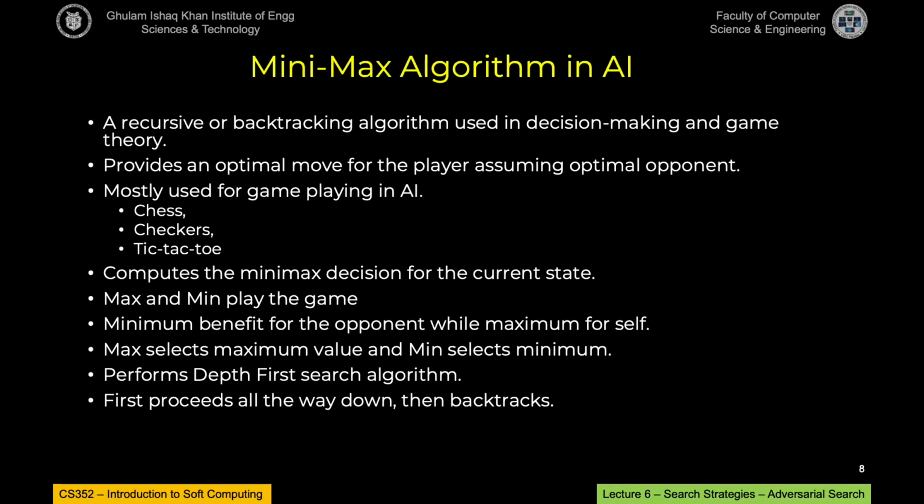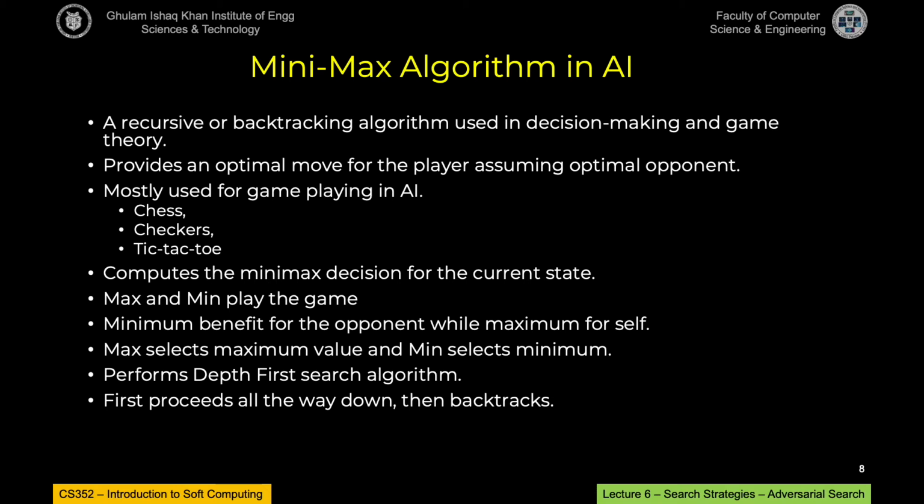So what is the Minimax algorithm in AI? The Minimax algorithm is a recursive or backtracking algorithm which is used in decision making and game theory. It provides an optimal move for the player, assuming that the opponent is also going to play optimally. The Minimax algorithm uses recursion to search through the game tree. The Minimax algorithm is mostly used for game playing in AI, typically games such as chess, checkers, tic-tac-toe, Go, and various other two-player games.